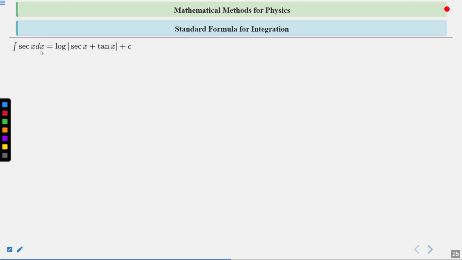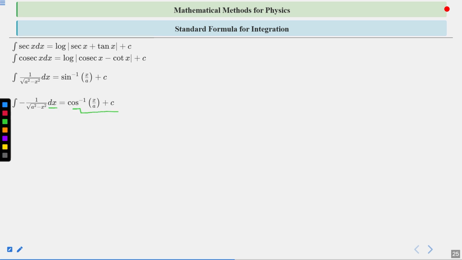Integration of sec x dx is equal to log mod of sec x plus tan x plus c. And integration of cosec x dx is equal to log mod of cosec x minus cot x plus c. Integration 1 divided by under root a square minus x square dx is equal to sin inverse x by a plus c. And integration minus 1 divided by under root a square minus x square dx is equal to cos inverse x by a plus c.